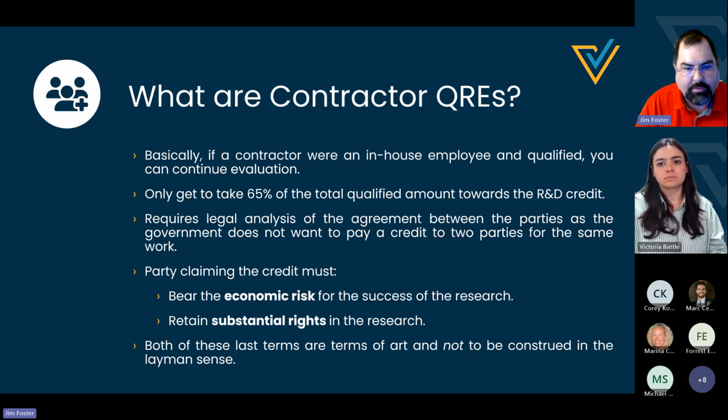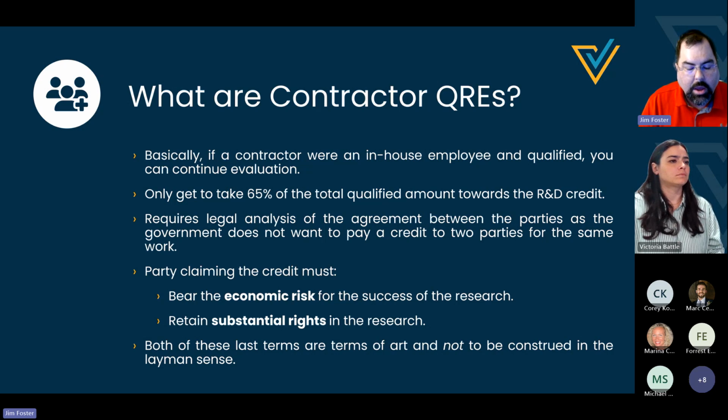It's basically, do you have rights to exploit the research in other projects without having to pay anybody? You have to have both of these in order to qualify. So either somebody's going to have economic risk, it's one or the other. Substantial rights can be borne by both parties.